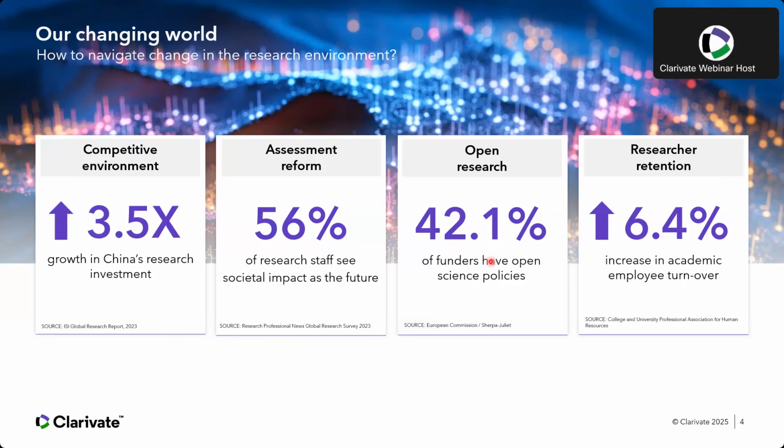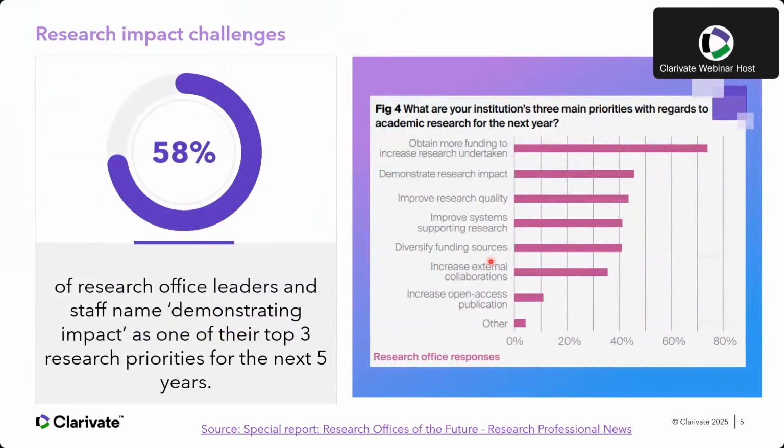The next thing I want to showcase in this slide is the priorities. Again, that's a report from Research Professional News. And there was a question: what are your institution's 3 main priorities with regards to academic research for the next year? And in the top 3, you see funding. Of course, we need money to do research.